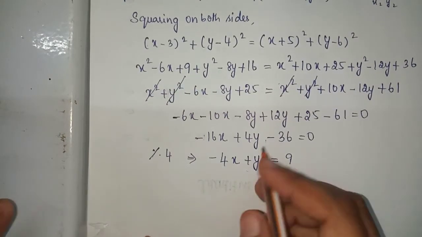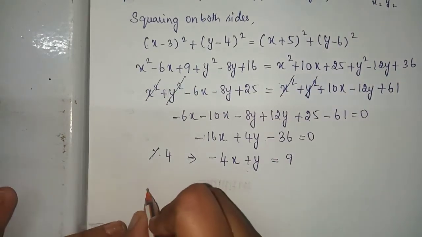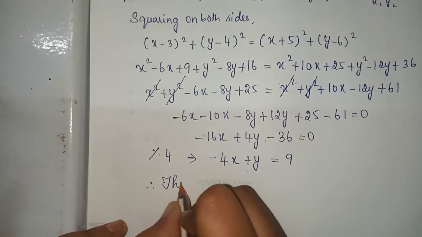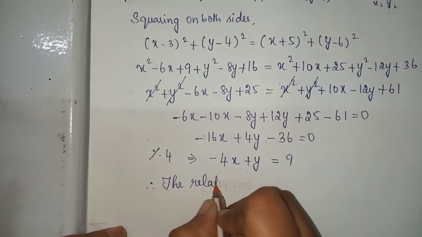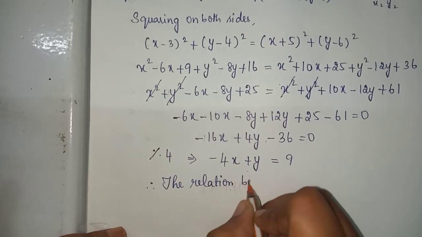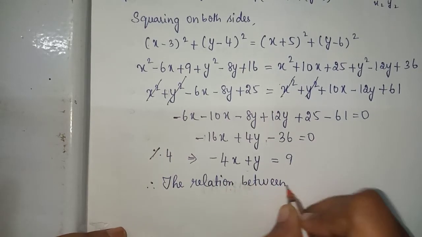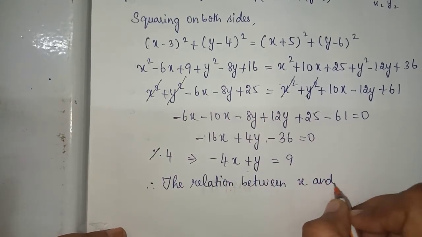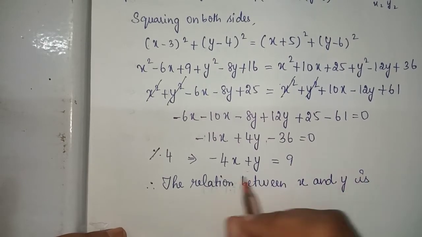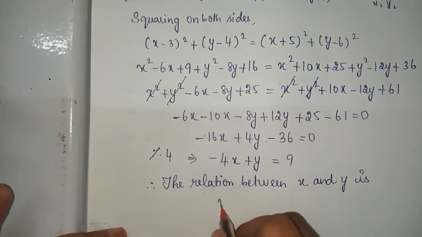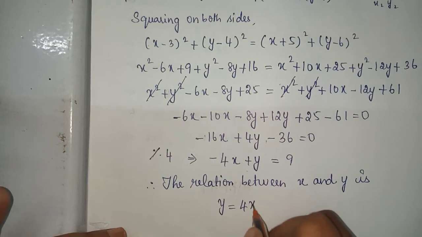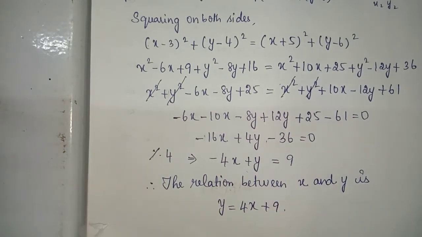So now we found the relation between x and y. Therefore, the relation between x and y, I write in the form as y is equal to 4x plus 9.